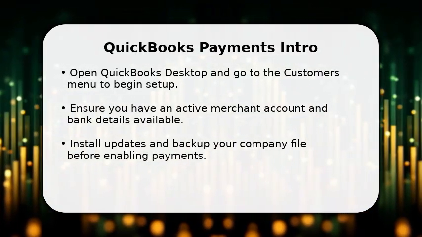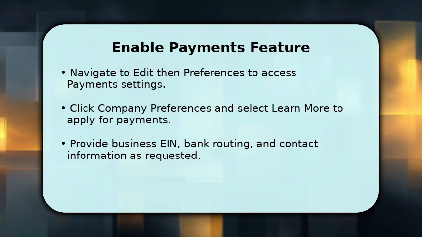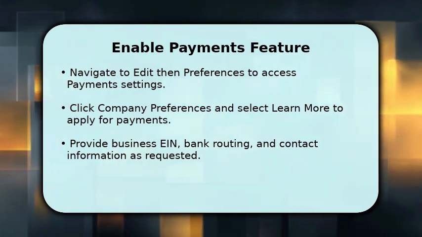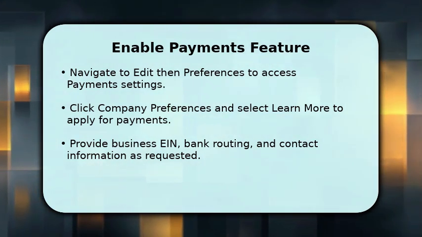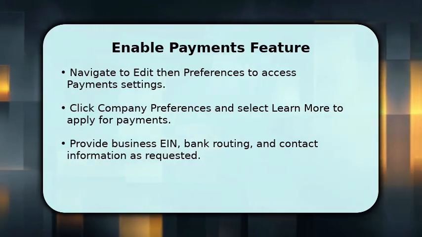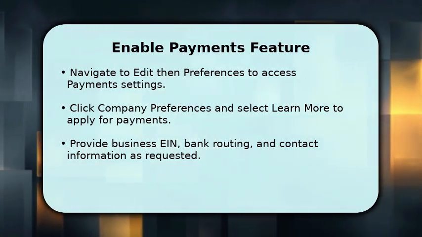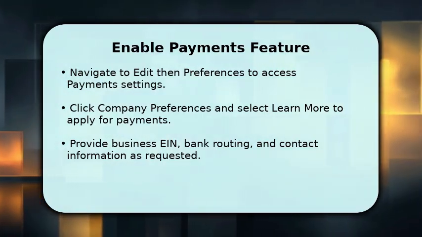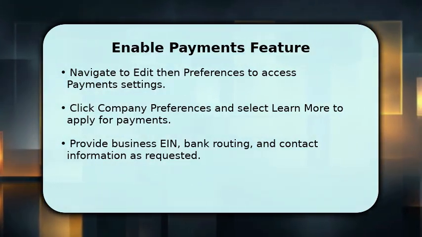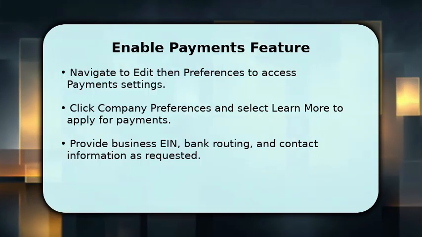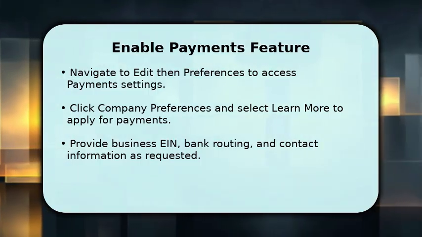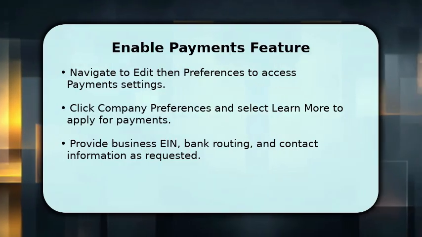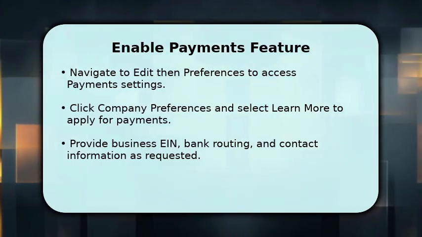To enable payments, open Preferences and choose Payments, then click Company Preferences to begin enrollment. Follow the guided application and provide your EIN, bank routing, and contact details to create a merchant profile. Accept the service agreement and set deposit timing and payment methods you want to offer, like card or ACH. Save your settings, allow account verification, and wait for approval before processing live transactions.